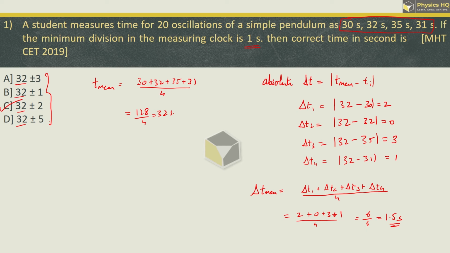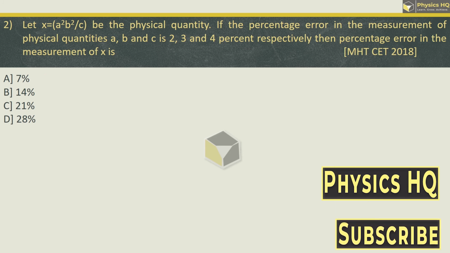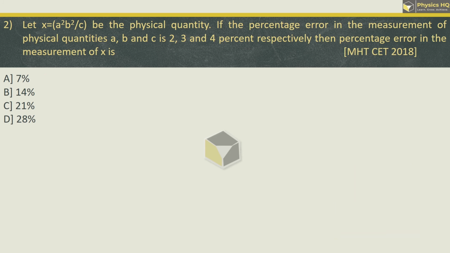और एक sum देख लेते हैं. Let x equal to a square b square by c be the physical quantity. If the percentage error in the measurement of physical quantities a, b and c is 2, 3 and 4% respectively, then find the percentage error in the measurement of x. Now ये last वाले lecture में हमने ये discuss किया था.